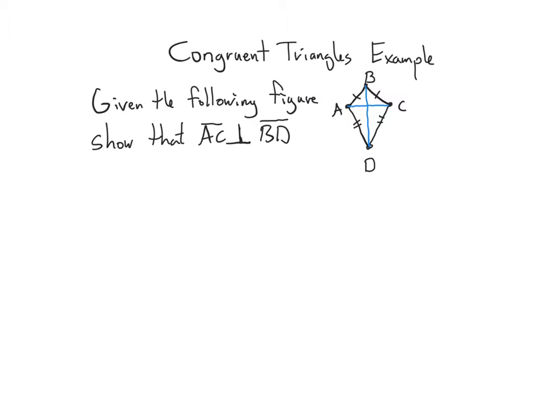Alright folks, let's do another example using the idea of congruent triangles to show things about geometric objects. So we have on the right here a kite. A kite has two sets of sides that are congruent, but the sides are adjacent. So that's a kite. And we want to show that in this case, the diagonals of this kite are indeed perpendicular to each other.